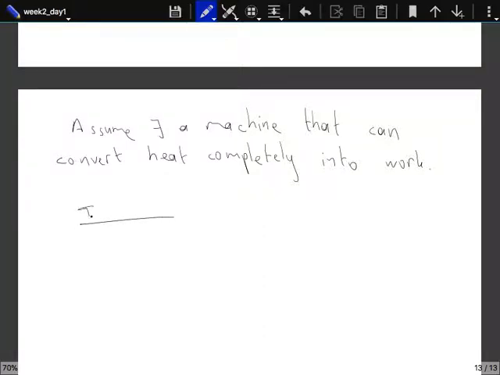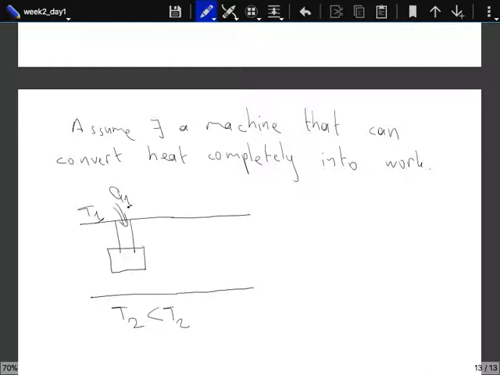Now, I will just show it in this way. So this is some reservoir at temperature T1. This is another reservoir at temperature T2, the colder reservoir. And so there is this hypothetical machine, let me show it by a rectangle, which takes heat from the hotter reservoir, let's say Q1, and converts it completely into work somewhere.